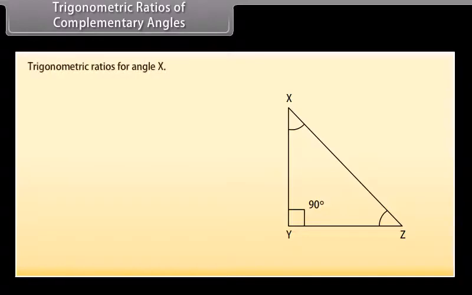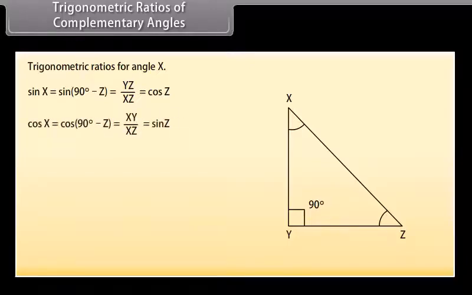Let us now list the trigonometric ratios of angle X. Sin X is equal to sin 90 degree minus Z equals YZ upon XZ equals cos Z. Cos X is equal to cos 90 degree minus Z equals XY upon XZ, which is equal to sin Z. Tan X is equal to tan 90 degree minus Z equals YZ upon XY equals cot Z.